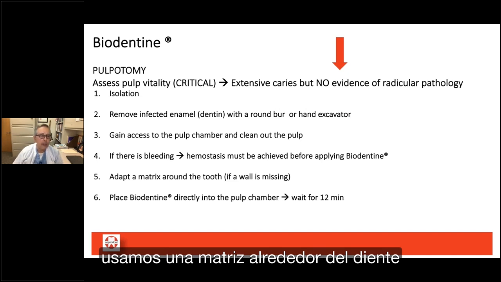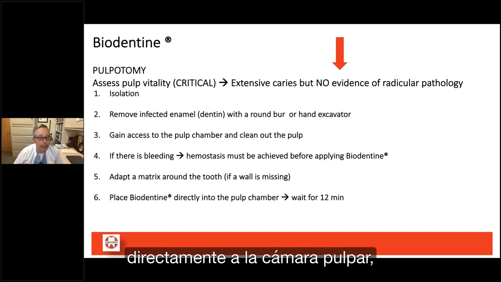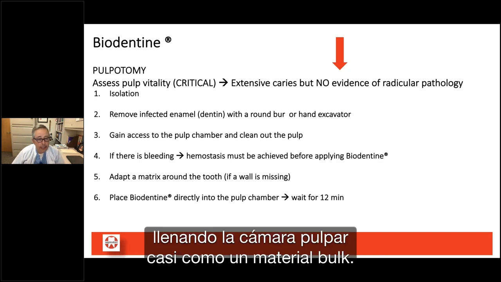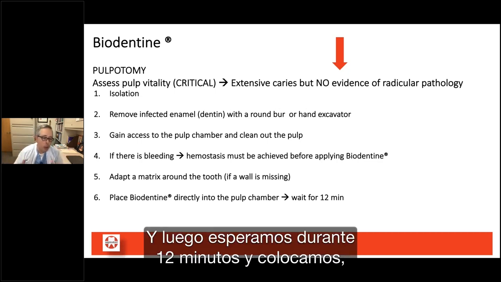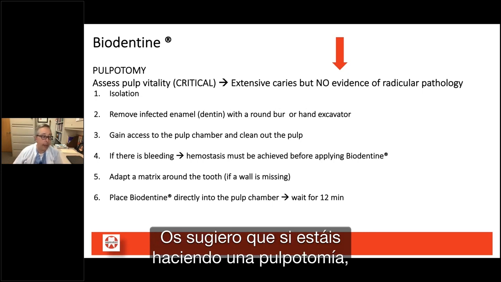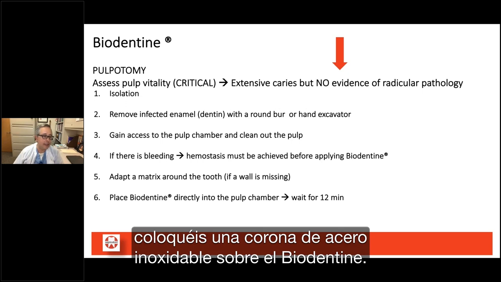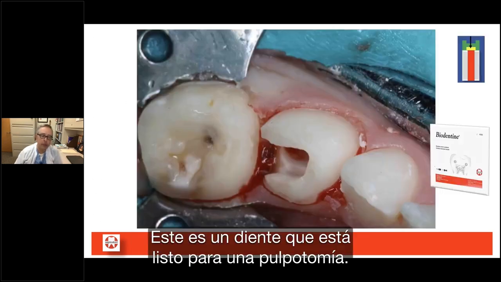around the tooth, and then we place Biodentine directly into the pulp chamber, filling up the pulp chamber almost like a bulk material. And then we wait for 12 minutes and then we place over. I highly suggest that if you are doing a pulpotomy, you place a stainless steel crown over the Biodentine. That would be the example. So this is a tooth that is ready for a pulpotomy.